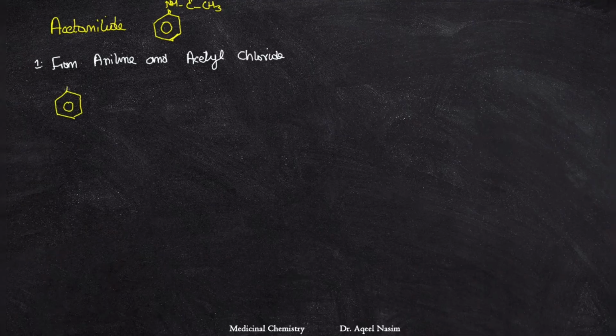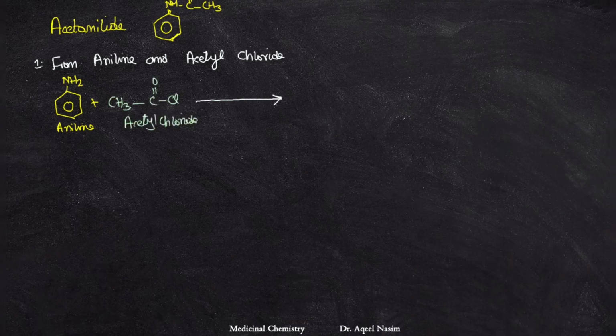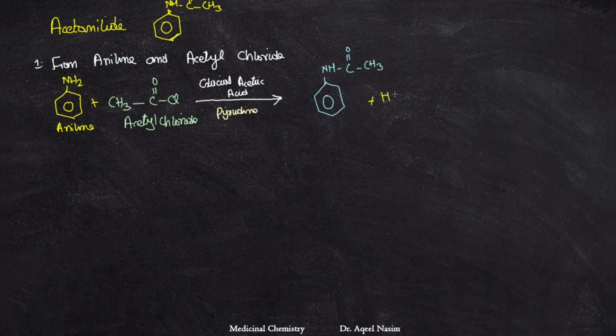So this is the structure of aniline, benzene with NH2, and along with this aniline we have CH3C double bond O Cl. This is known as acetyl chloride. We will be using a catalyst like salicylic acid in the presence of pyridine as well. It will form NH C double bond O CH3 along with the side products HCl and CH3COOH. This new compound is known as acetanilide.